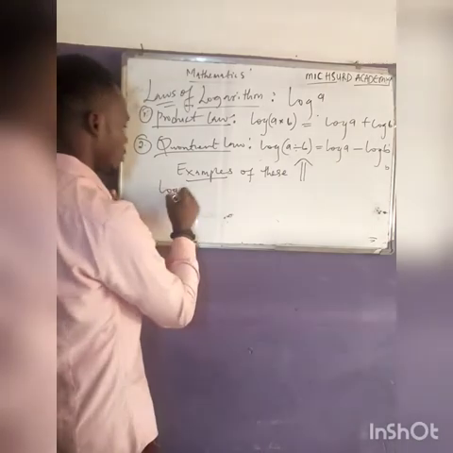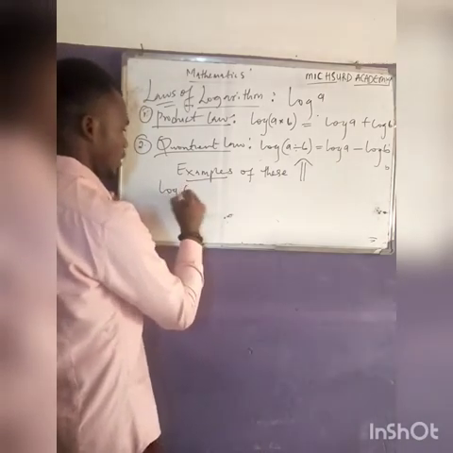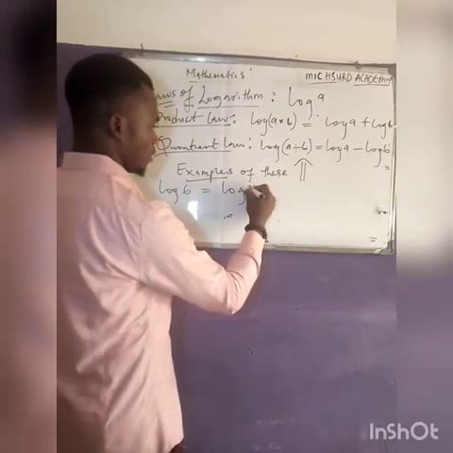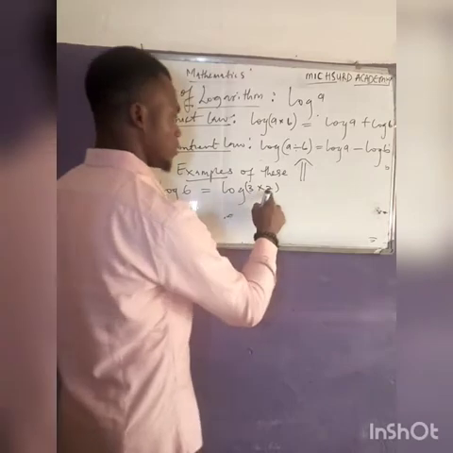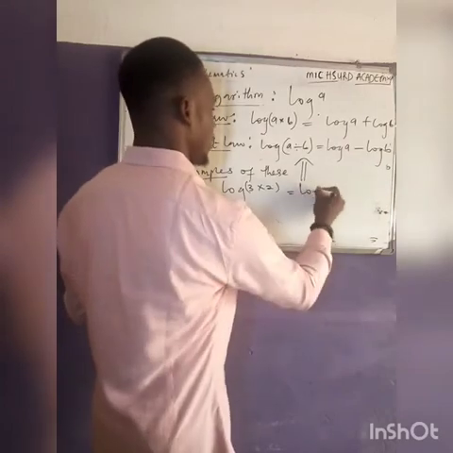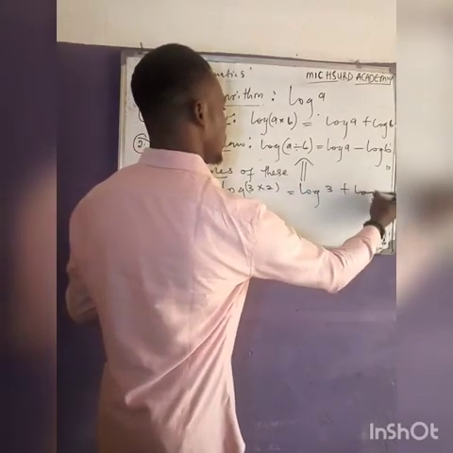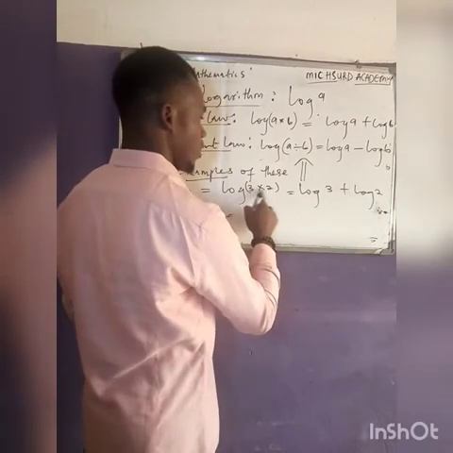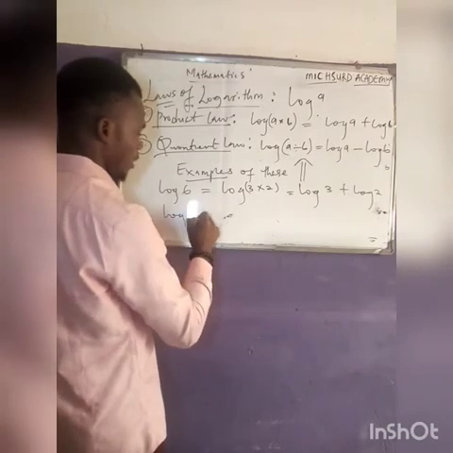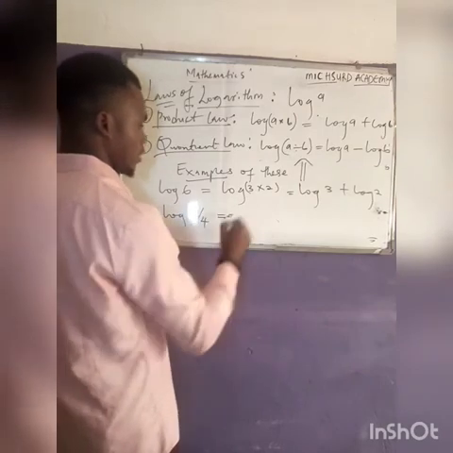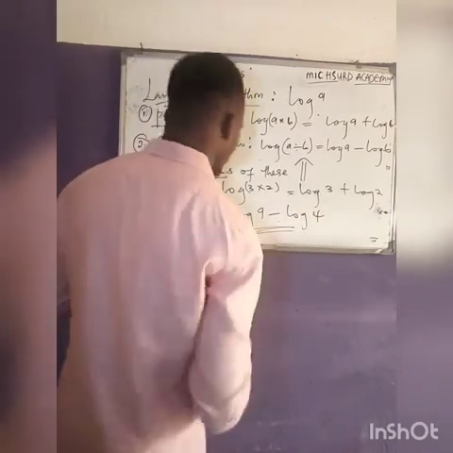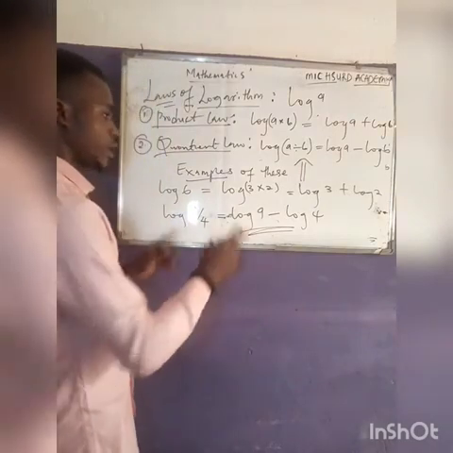One is log 6. We can break it down to be log 3 times 2, because 3 times 2 is 6. So this will be equal to log 3 plus log 2, because we are multiplying. Now the other one we have log 9 divided by 4. Then this can be log 9 minus log 4. So that's our answer.